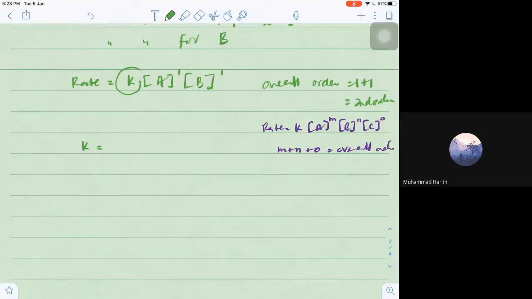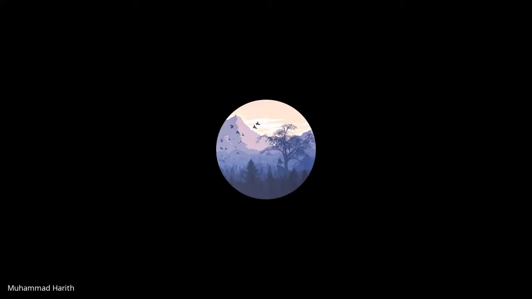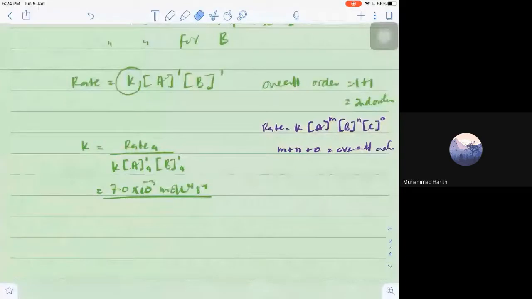Since we haven't used experiment 4 yet, let's use the data from experiment 4. It should be the same. You can use experiment 1, 2, 3 or 4 data. So let's use experiment 4. Rate in experiment 4 over K, concentration of A power of 1 in experiment 4, concentration of B power of 1 in experiment 4. So K will be equal to rate in experiment 4, which is 7.0 exponent negative 3 mole per liter per second, or molar per second, over concentrations, since there is no K here anymore.